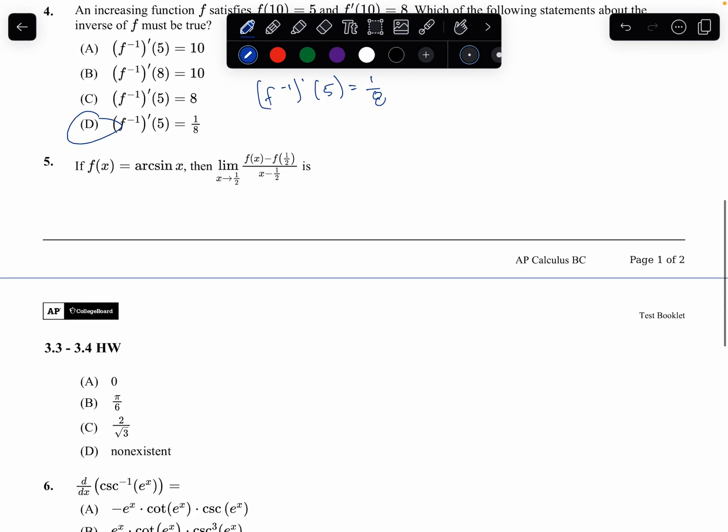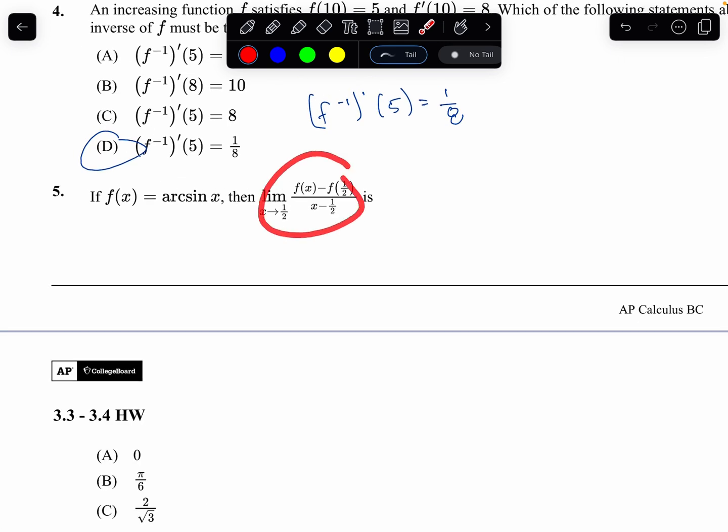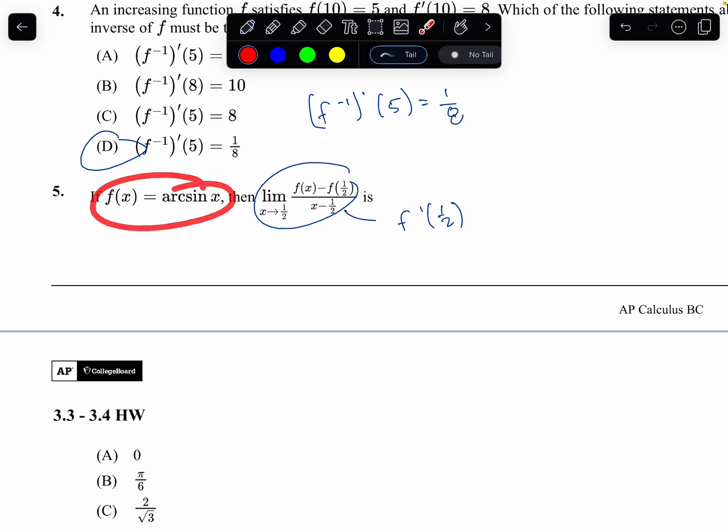For 5, so for 5 right here, we're given that f of x is equal to arc sine of x, and we're finding the limit as x approaches 1/2. This just means f prime of 1/2. So we need to find the derivative of f. Well, that's given to us here.